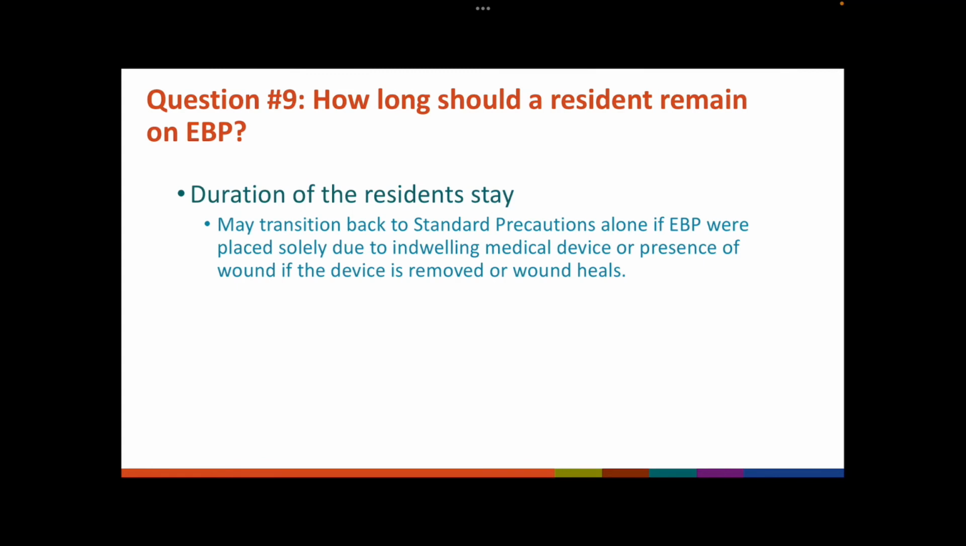How long should a resident remain on EBP? Enhanced barrier precautions are intended to be used for the duration of a resident's stay in a facility. A transition back to standard precautions alone might be appropriate for residents who are placed on EBP solely because of the presence of a wound or an indwelling medical device when the wound heals or the device is removed.